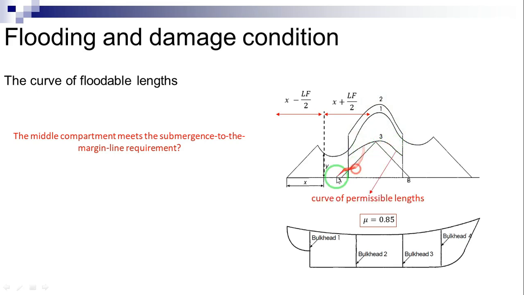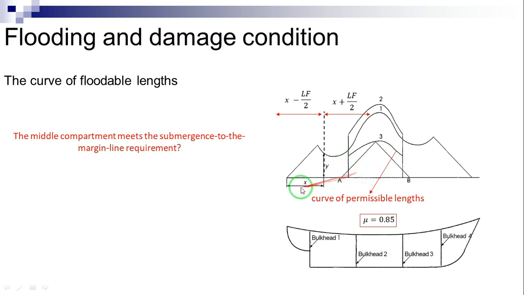On the curve 3, we find the point corresponding to the center of the machinery compartment and draw from it 2 lines at 45 degrees with the horizontal. The 2 lines intercept the baseline at A and B. Both A and B are outside the bulkheads that limit the machinery compartment. We conclude that the length of this compartment meets the submergence criterion.